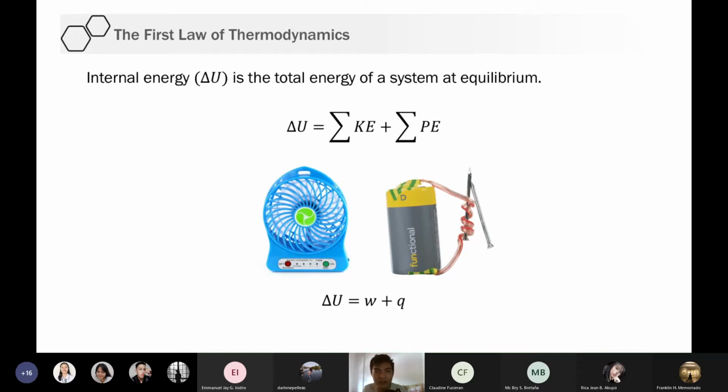So, ibig sabihin nun, parang ang hirap, no? Kung titignan mo yung topic na to in terms of kinetic and potential energy, parang ang hirap niya i-absorb, no? Kasi, ang dami mong kailangan i-consider, no? Ang daming sources of kinetic energy and ang daming sources ng potential energy. But, there is another way, no? To simplify yung pag-solve natin ng internal energy. There is a shorter way for us to quantify that, no?